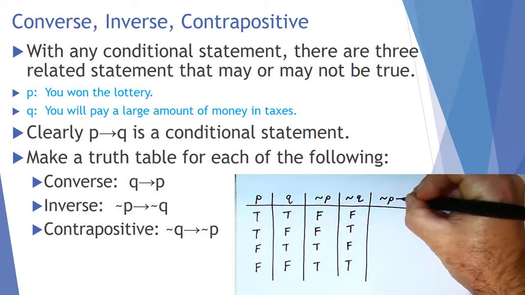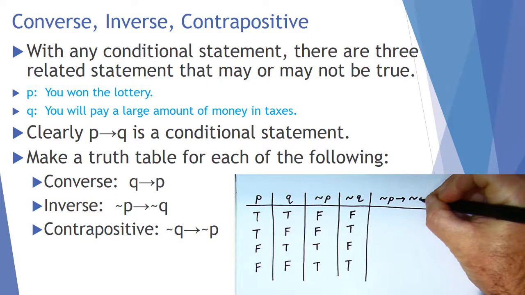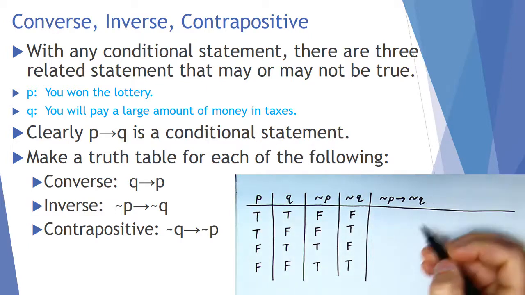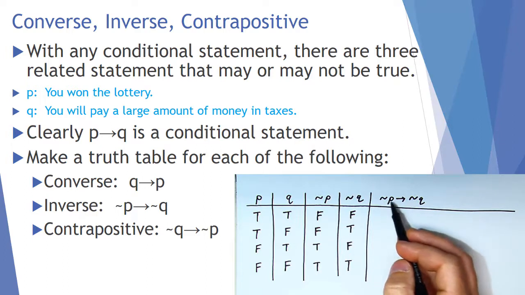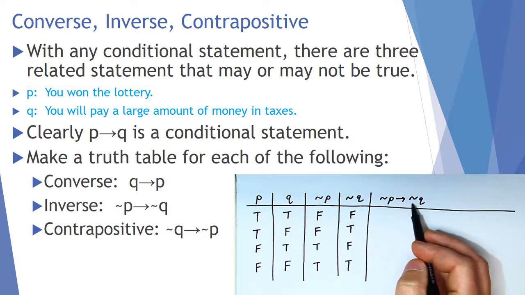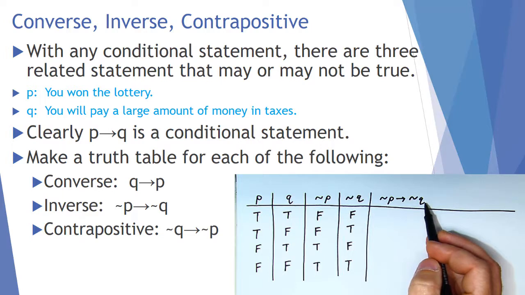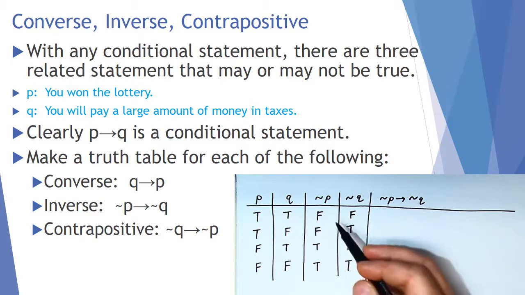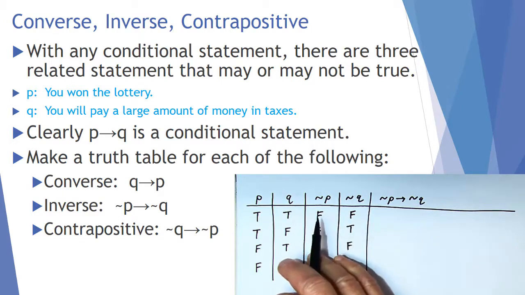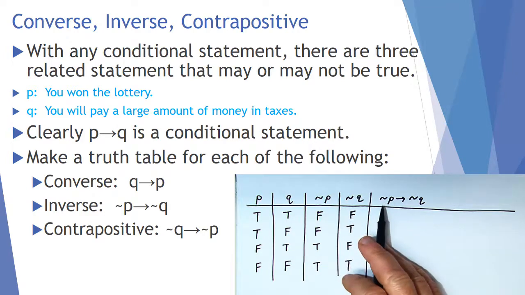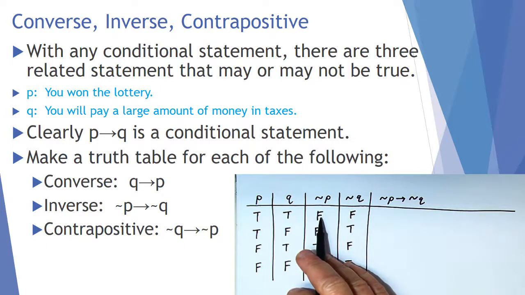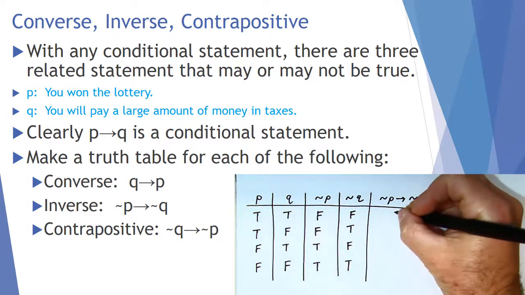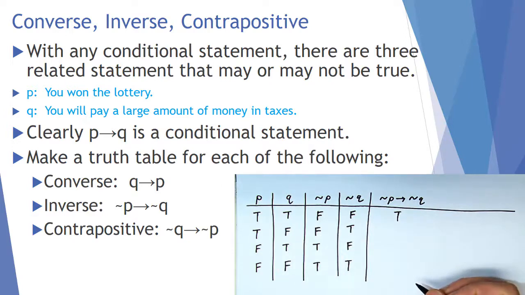Now the first case I want to look at here is what we call the inverse. Not P implies not Q. So in terms of the lottery and taxes, this would mean that if you don't win the lottery, does that mean that you won't pay a lot of taxes? Well, no, not necessarily. Let's break this down. What we need to look at here is, does the truth of not P mean the truth of not Q? Let's take a look. There's not P, and it's not true, so this one's automatically going to be true.